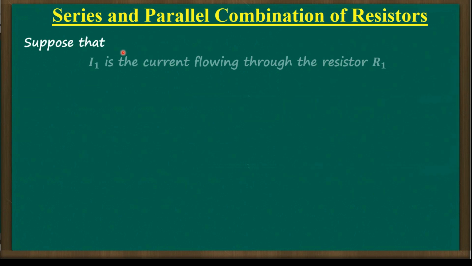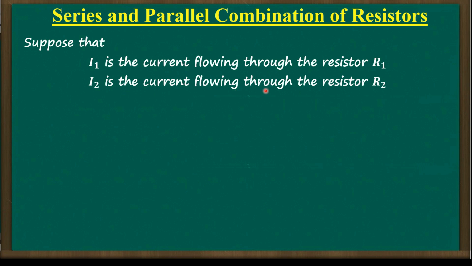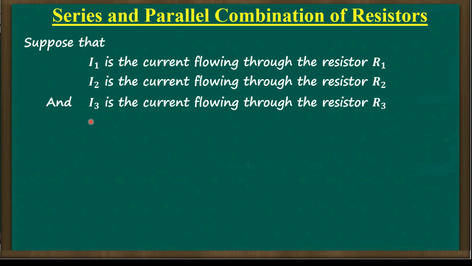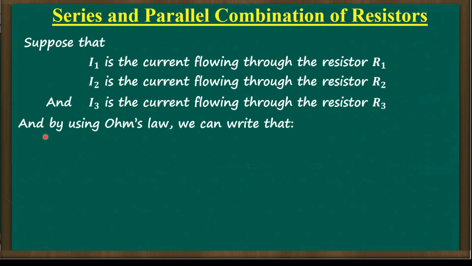Suppose that I1 is the current flowing through the resistor R1, I2 is the current flowing through the resistor R2, and I3 is the current flowing through the resistor R3. By using Ohm's law, we can write that potential difference V divided by resistance R is equal to current I.